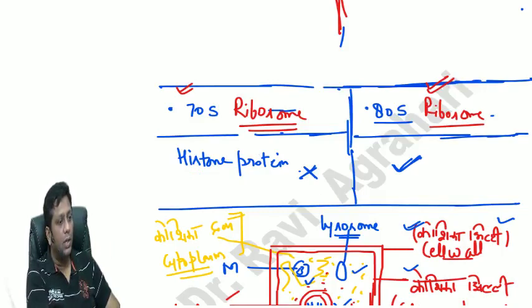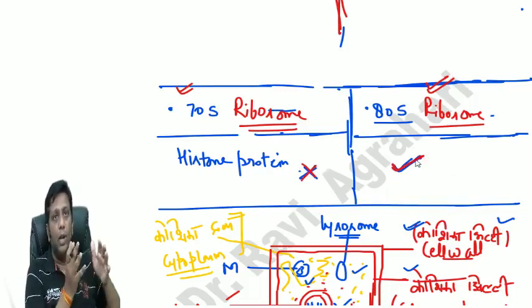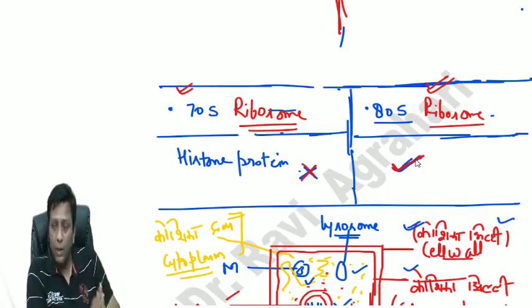One more difference, guys. Prokaryotes do not have histone protein, but in eukaryotes histone protein is present. Write down the next difference: in prokaryotes histone protein is absent, but in eukaryotes histone protein is present. So these are the differences between prokaryotes and eukaryotes.